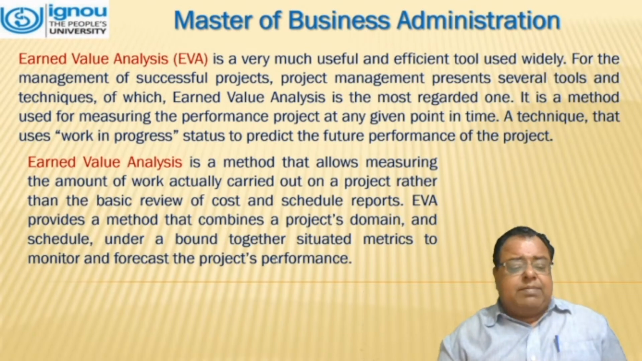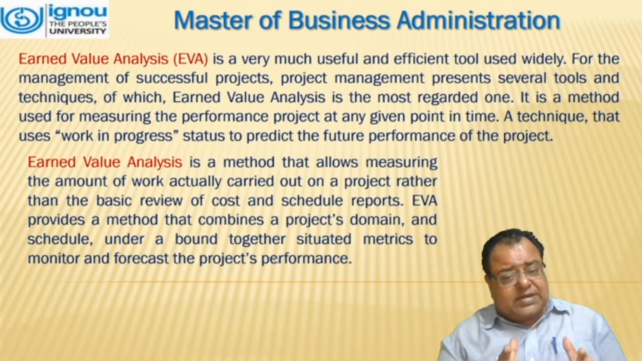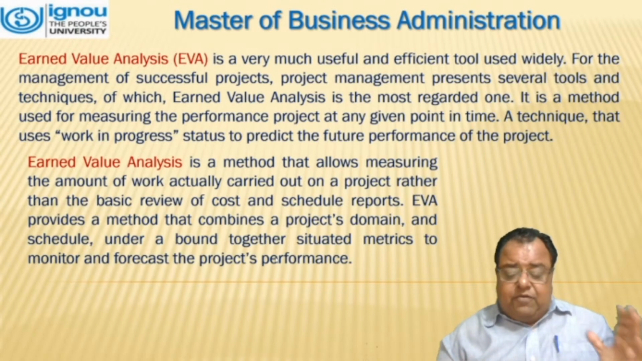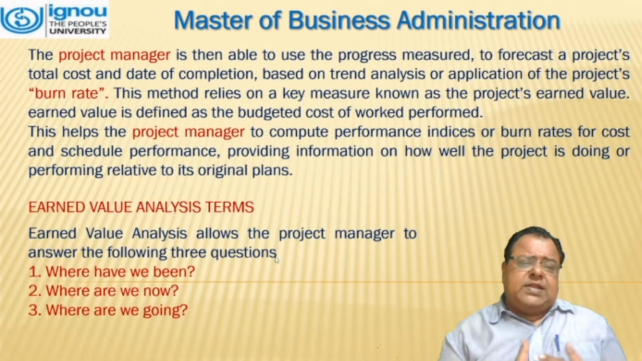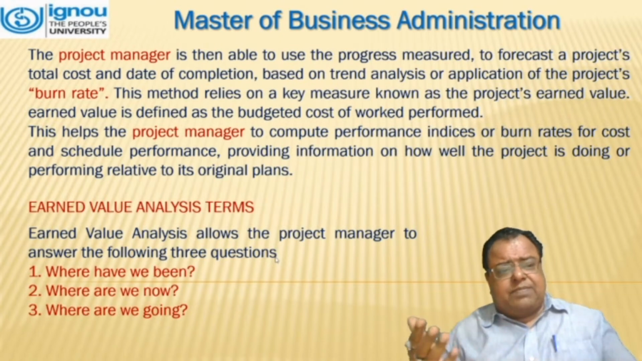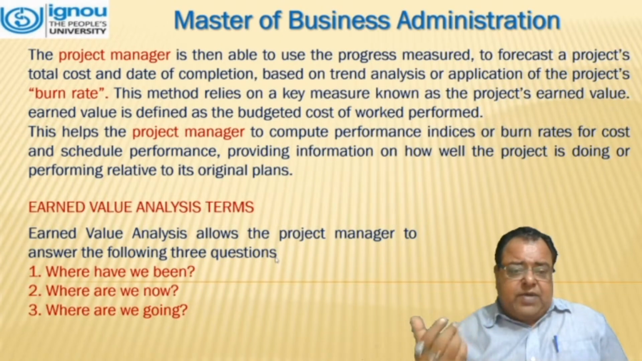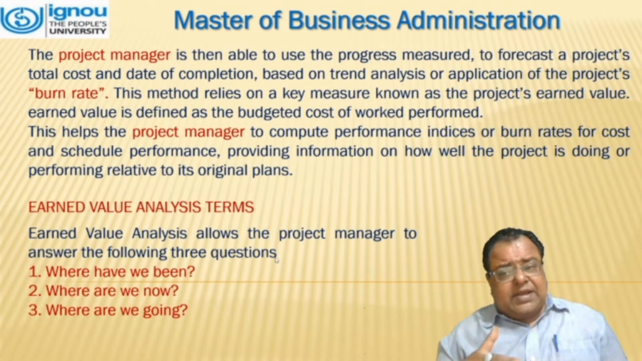EVA provides a method that combines project scope and schedule under bound-together metrics to monitor and forecast the project's performance. A project manager is then able to use the progress meter to forecast a project's total cost and date of completion based on trend analysis or applications of the project's burn rate.